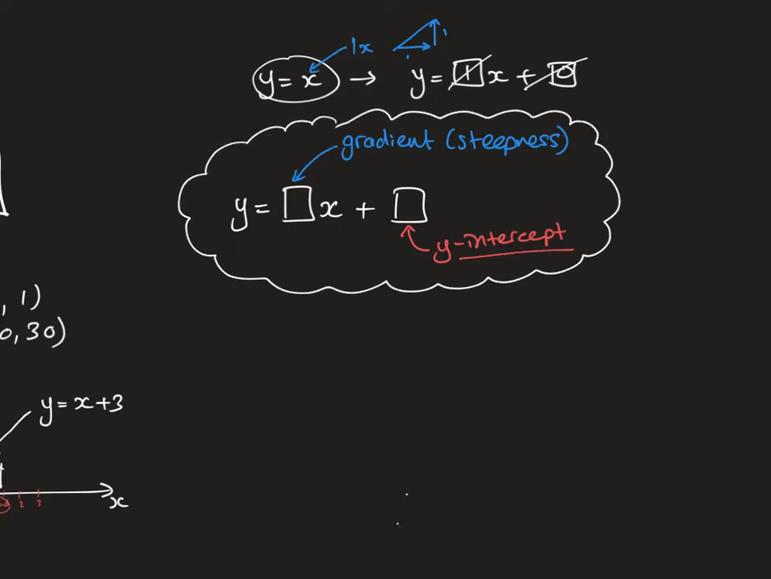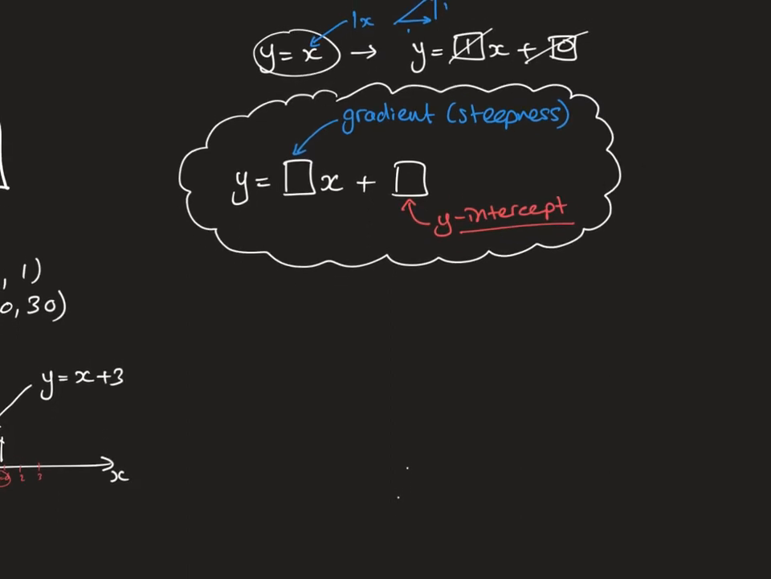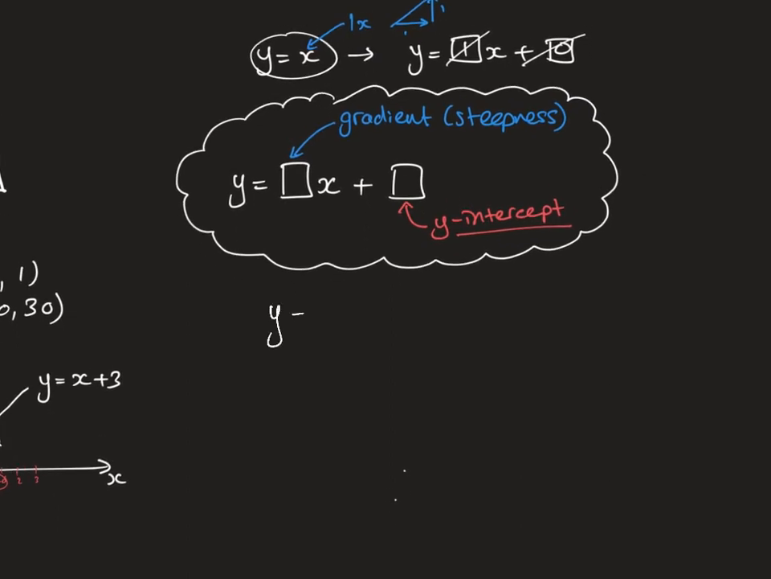Okay, so when you write y equals something x plus something, the coefficient of the x is the gradient, and the number that's on its own is the y-intercept. Now, very often we see that written as y equals mx plus c, where m is the gradient, and c is the y-intercept.